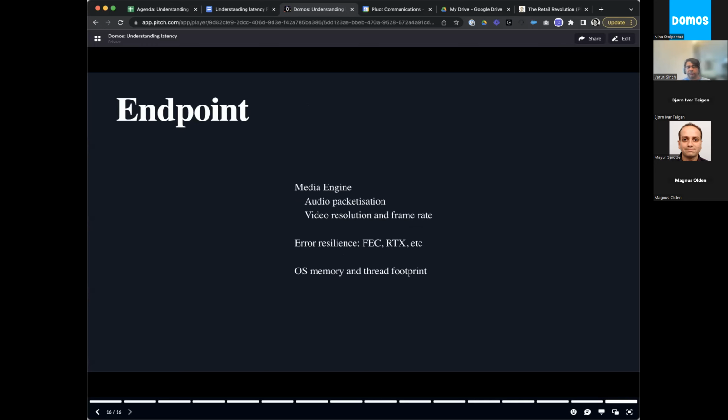And the endpoints themselves, the media engines, are becoming more robust, thanks to things like TikTok and Snapchat. The media engines on mobiles are as performant as the old room conferencing systems. Things like error resilience, like FEC, RTX, ULPFEC, all those things are also available. And as the endpoints become more powerful and broadly available, with OS, memory, and thread footprint, endpoints are able to do a lot of these things without the coordination or best efforts from the networks. But the best solutions, of course, want to make trade-offs across all three, the endpoint, infrastructure, and the network, as much as possible.